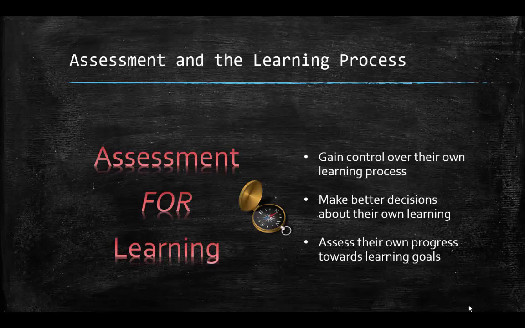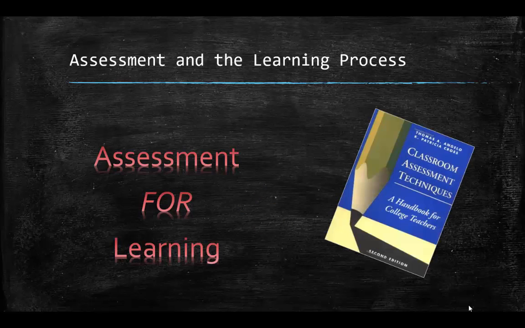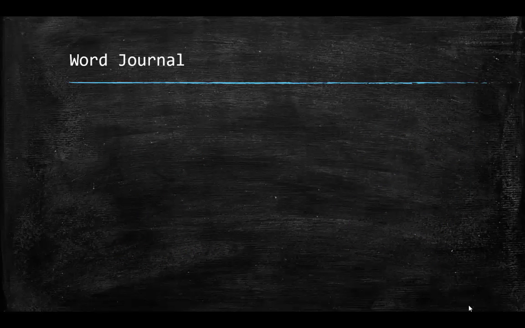There are numerous techniques that can provide this kind of informal assessment for learning, many of which are described in detail by Thomas Angelo and Patricia Cross in their handbook, Classroom Assessment Techniques. These learner-centered, teacher-directed activities are designed to provide relatively quick and useful feedback to both teachers and students that can effectively aid the learning process. The specific assessment technique I'm going to discuss in this video is called a word journal.